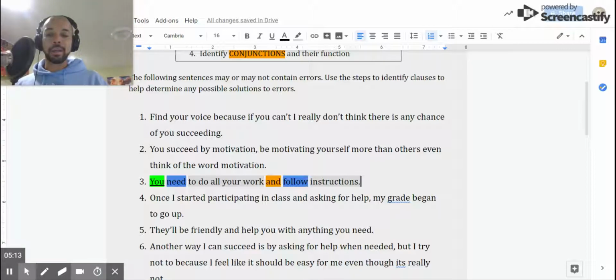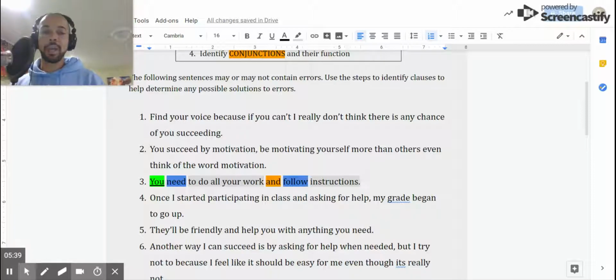So this word and, as a conjunction, is not joining clauses. So now we understand it is in fact joining words. The two words that it's joining, the two verbs. You is doing two things: you need and you follow. Okay, so conceptually, I understand that. That's not a problem for me. Okay, you need to do all your work and follow instructions.